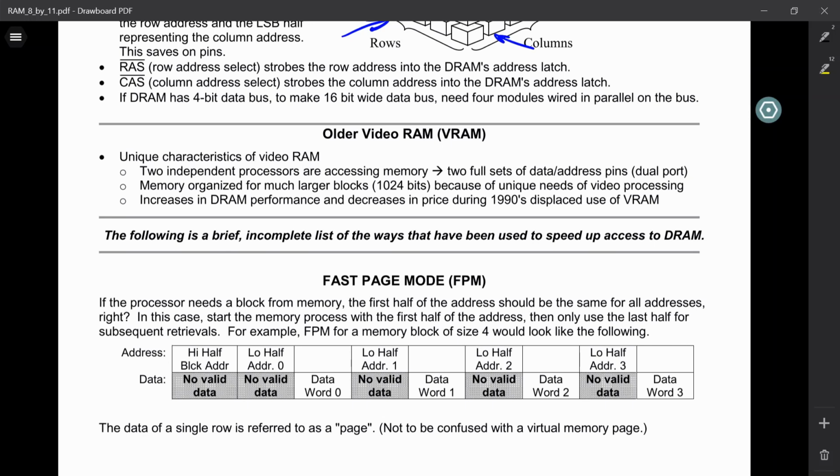One of the first attempts at changing this or improving the performance is fast page mode, or FPM memory. Now, one of the principles that we are going to study, especially when we get into caches, is the principle of locality.